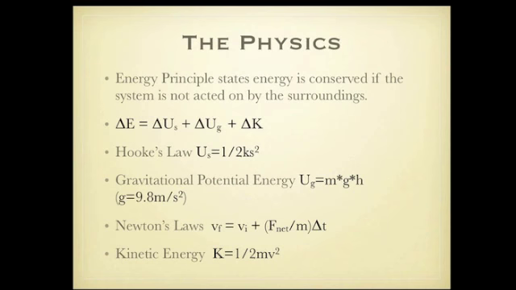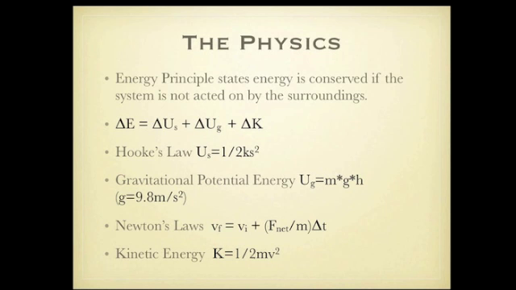The physics. The energy principle states energy is conserved if the system is not acted on by the surroundings. So we have our change in energy in this system is equal to the change in potential energy of the spring plus the change in potential energy for gravity plus the change in kinetic energy. Hooke's law will be used to calculate the spring's potential energy, which is 1/2 of the spring constant times the stretch squared. The gravitational potential energy is equal to the mass times acceleration due to gravity, g, which is 9.8, times the height.